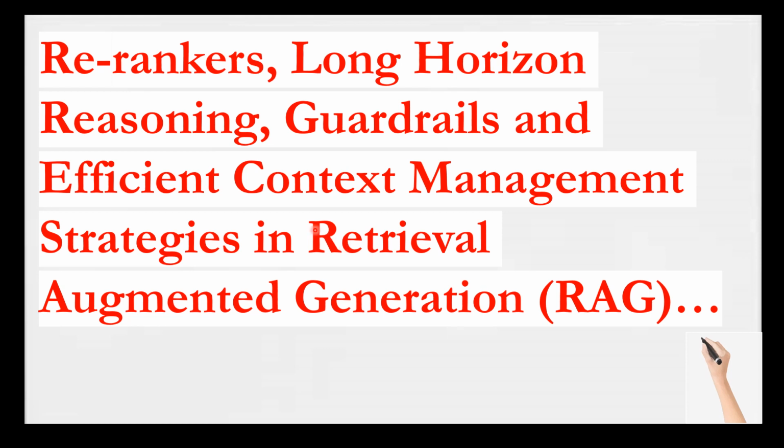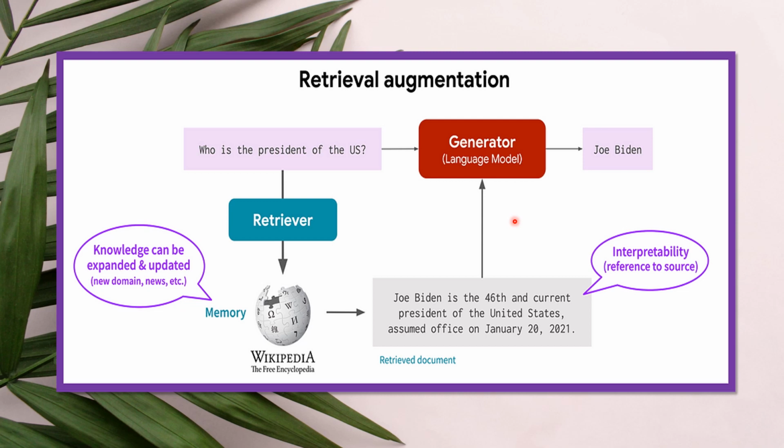So, that is why researchers are exploring four exciting avenues: re-rankers that refine top candidates for optimal responses, then long horizon reasoning that goes beyond short term dependency to uncover hidden causes and effects, then guardrails that keep answers grounded in reality and protect confidentiality, and efficient context management strategies that minimize resource consumption while maximizing performance. So today we'll understand all these four concepts. So let's get started. What is the re-ranker?